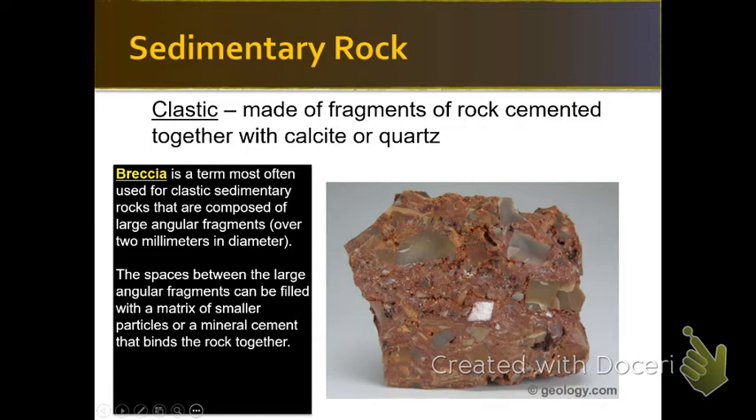So the stuff in between there is typically calcite or quartz that was dissolved, and then it works its way in there and holds it together. It's kind of like the dough in a chocolate chip cookie, and then the big angular fragments are like the chocolate chips. So clastic sedimentary rocks are always going to be made like this, where they have the big pieces and then they have small minerals that were dissolved, and then the water evaporated, and then it's holding it all together.